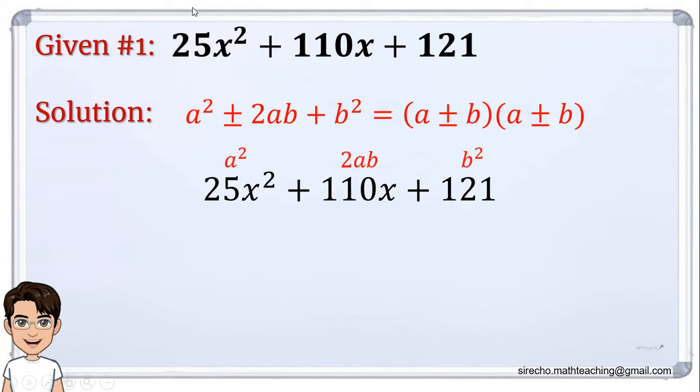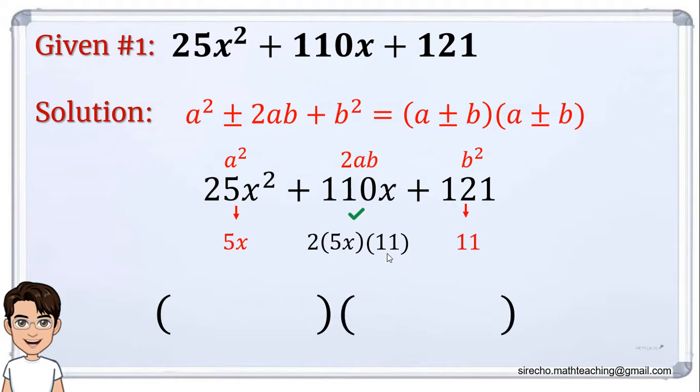So ngayon, this is our A squared, the first term, the last term is our B squared, and our middle term is our 2AB. So let us get the square root of the first and last term. So ang 25x squared ay galing sa 5x at ang 121 ay galing sa 11. And then i-check natin kung ang middle term ay pumapasa sa 2AB. So 2 times 5x times 11, so 2 times 5 is 10, and then times 11 is 110x. So therefore, it is a perfect square trinomial.